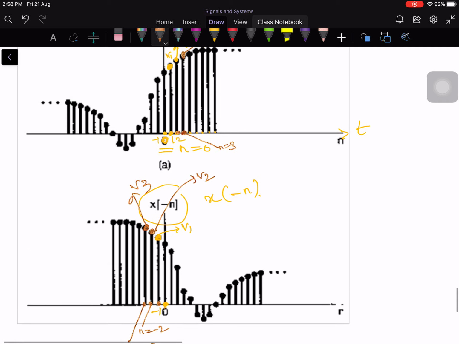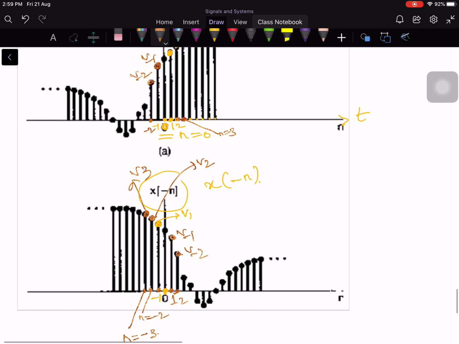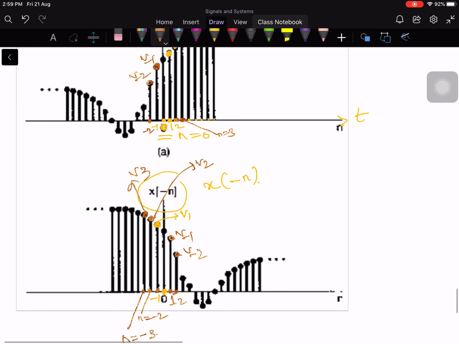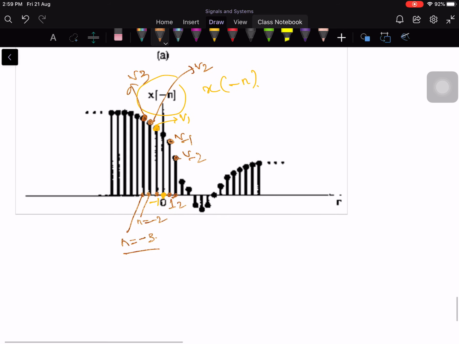Similarly, if you look at the negative side, when n is equal to minus 1, let us say the value is V minus 1, and that value occurs here, V minus 1, when n equals plus 1, this point. And n equals minus 2, the corresponding value, let us say V minus 2, and that occurs here, V minus 2, but the position is at 2. So this type of operation is called a reflection, time reversal. You are doing the reflection about n equal to 0 by reversing the signal. So reflection means reversing the signal. That's all about time reversal.